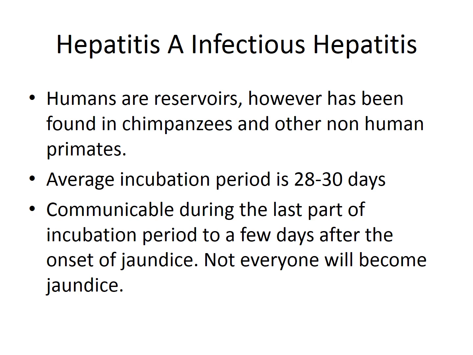The average incubation period is long, 28 to 30 days. So you could be in Mexico and become contaminated and not really get sick until a month later. It's communicable during the last part of the incubation period to a few days after the onset of jaundice. Now, not everyone will get jaundice. We know jaundice is the yellowing of the skin. But if somebody is jaundiced, we know that whatever is causing it is active at that point. So that's why it's communicable for a few days after the onset of jaundice as well.